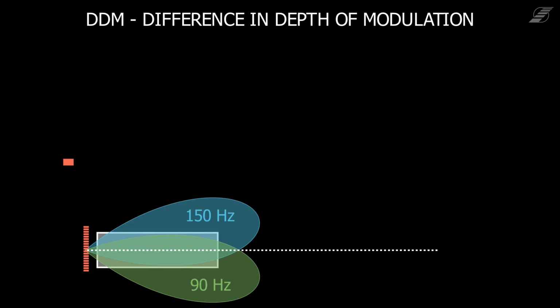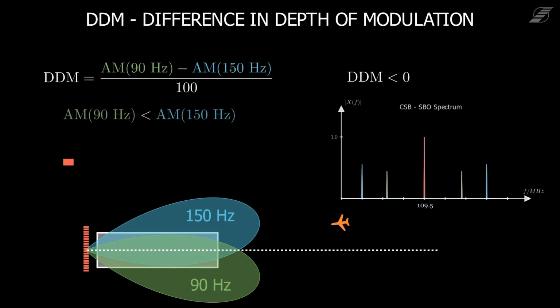When demodulated, the modulation depths of the 90 Hz and 150 Hz signals are dependent on the position of the aircraft. The difference of these two depths, therefore, gives the aircraft information about its position. When the aircraft is located to the right of the optimal approaching angle, in the area where the 150 Hz signal is predominant, the DDM is smaller than 0.